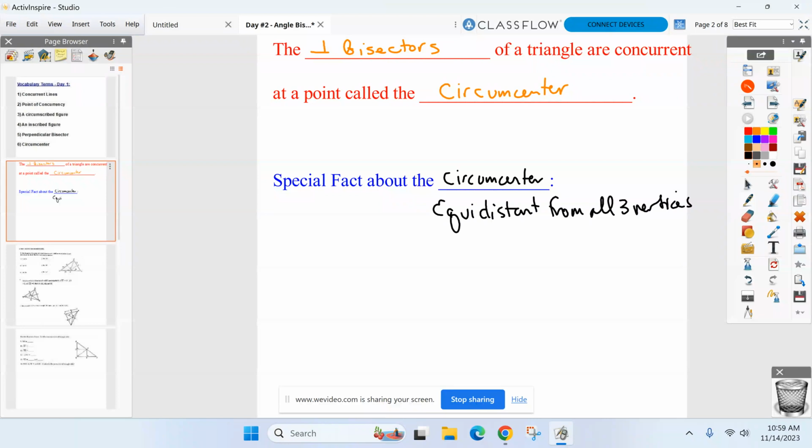And maybe it's manageable right now, but today I'm going to throw 2 more points of concurrency at you. There's more than the circumcenter that lives in a triangle. I'm going to throw 2 more at you today, 1 more at you tomorrow.